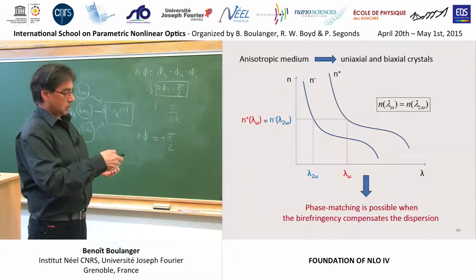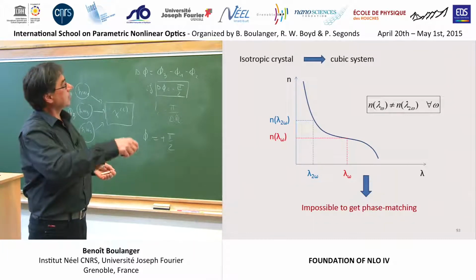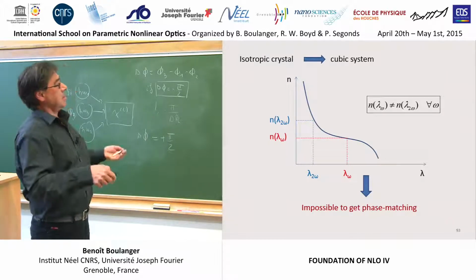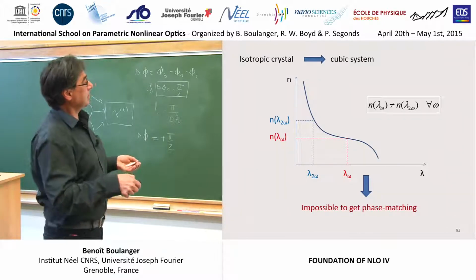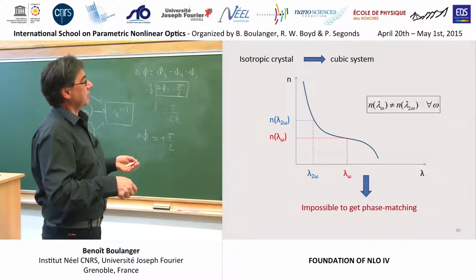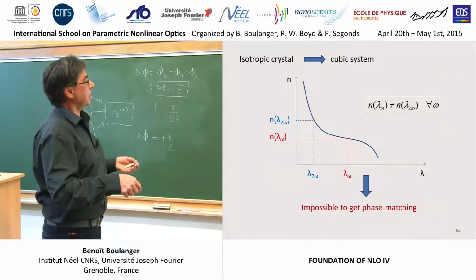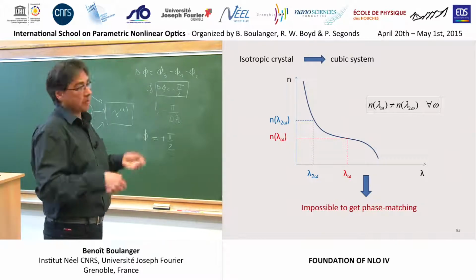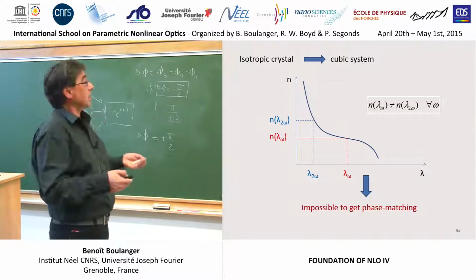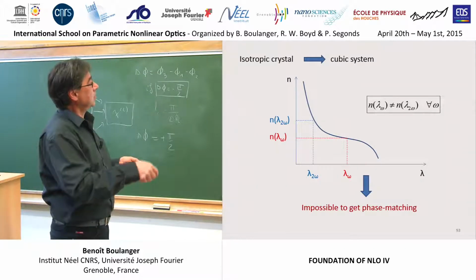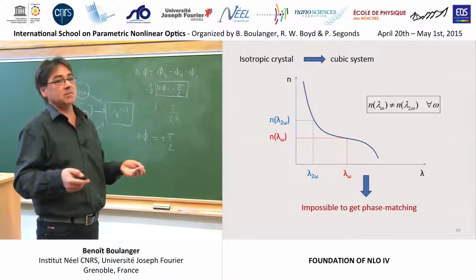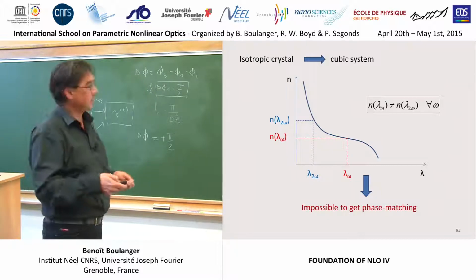So you consider the Sellmeier equation, n as a function of lambda. And what do you see here? That you have no couple lambda omega, lambda 2 omega, for which you can have n at omega equal to n at 2 omega. It's impossible because you have these dispersions. So it is impossible to get phase matching in that case.